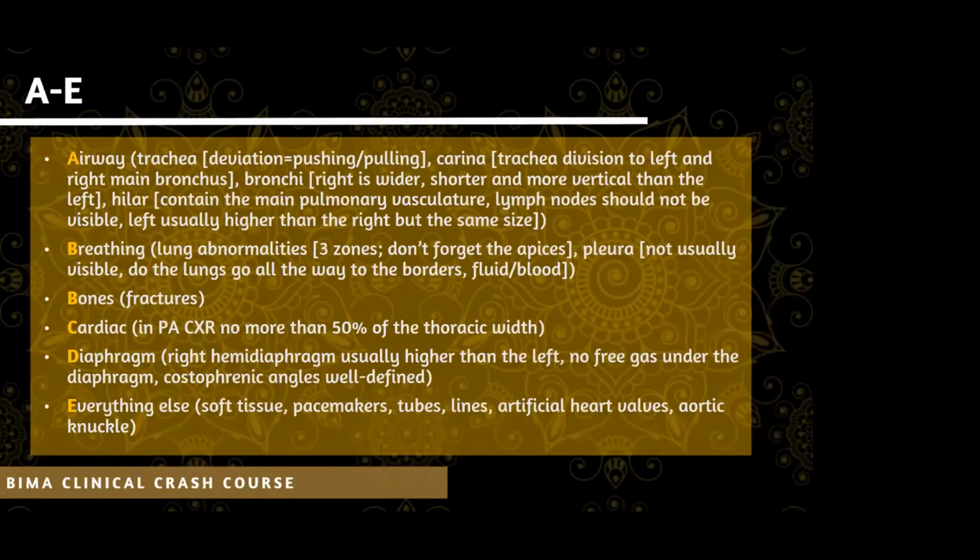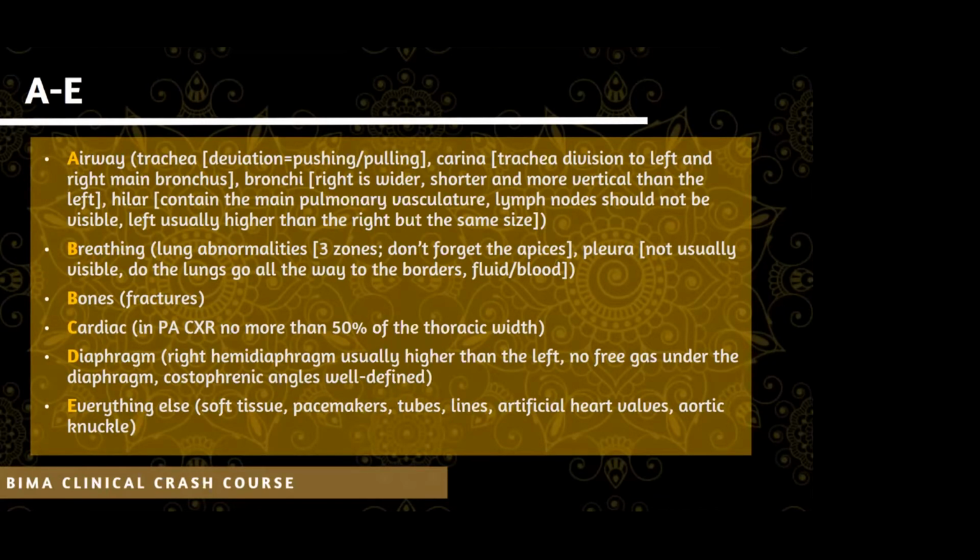You can then do an A to E approach. So your A looks at the airway. Try and comment on the trachea. If it's deviated, you want to know, is that because something's pushing the trachea one way? So for example, is there a mass or a tumour pushing the trachea the other way? Or is the trachea being pulled because of a difference in pressure? So for example, if you've got a pneumothorax or a collapsed lung, there's going to be less pressure in that lung, so the trachea will be pulled to that side.